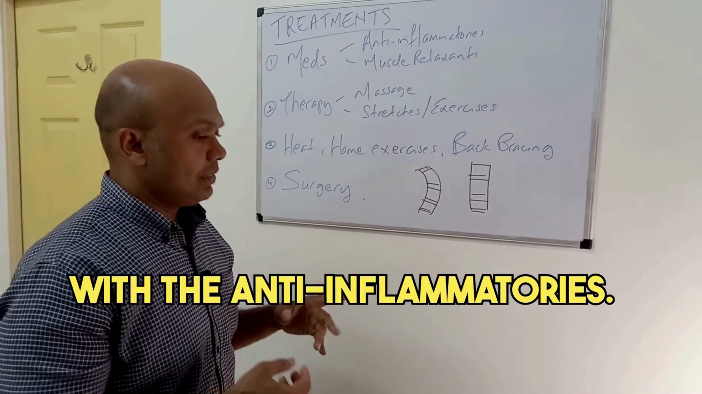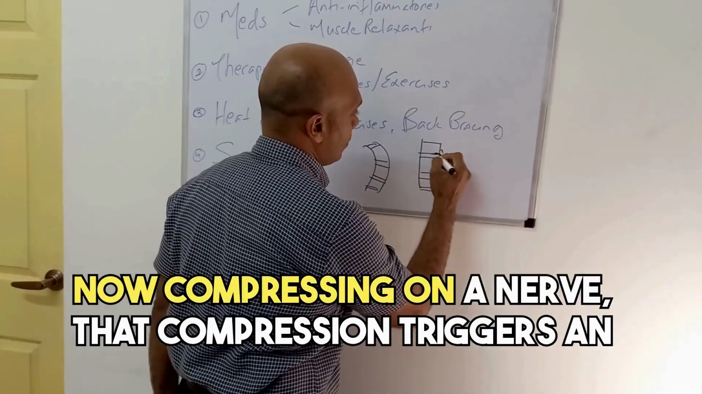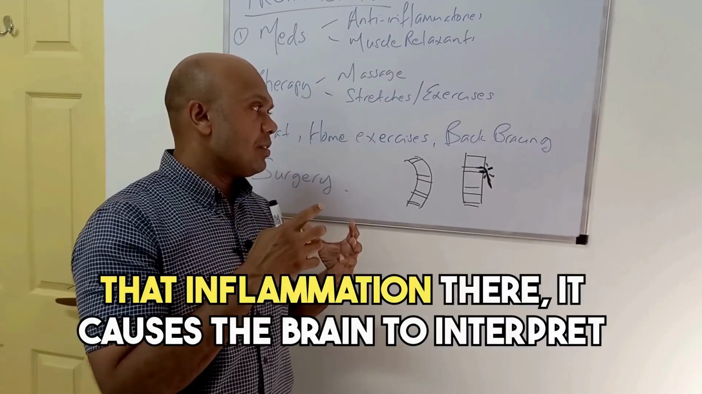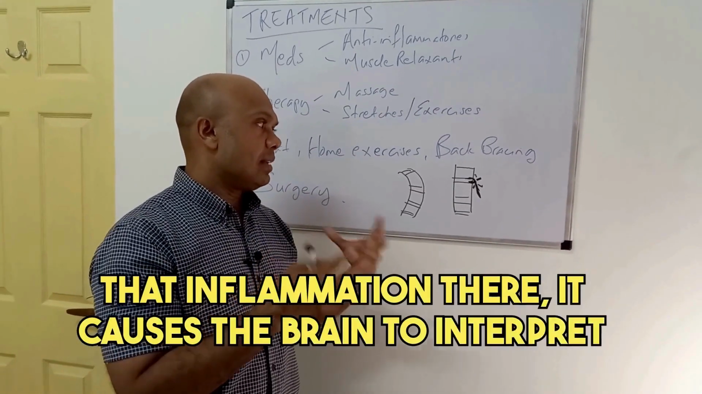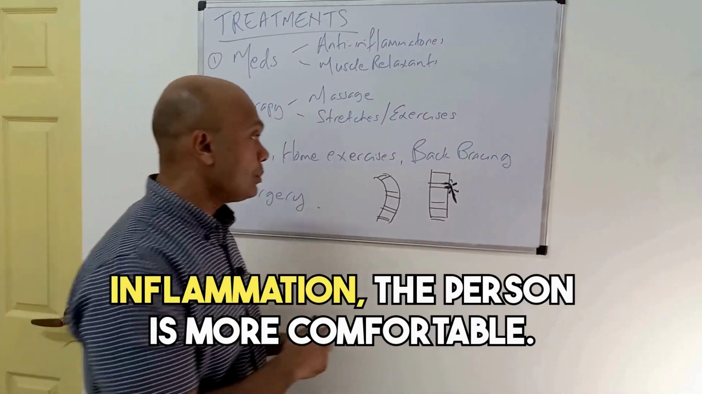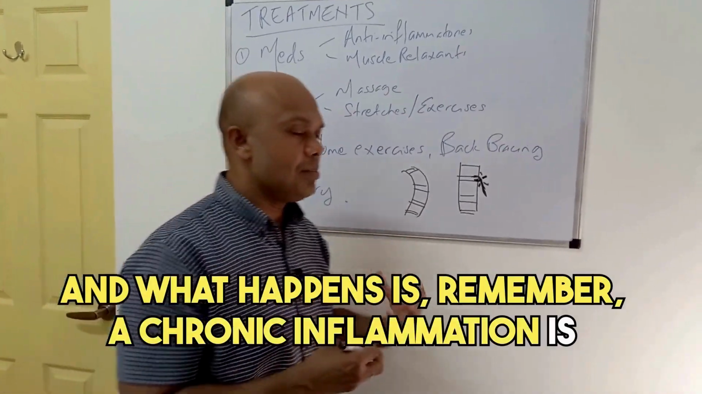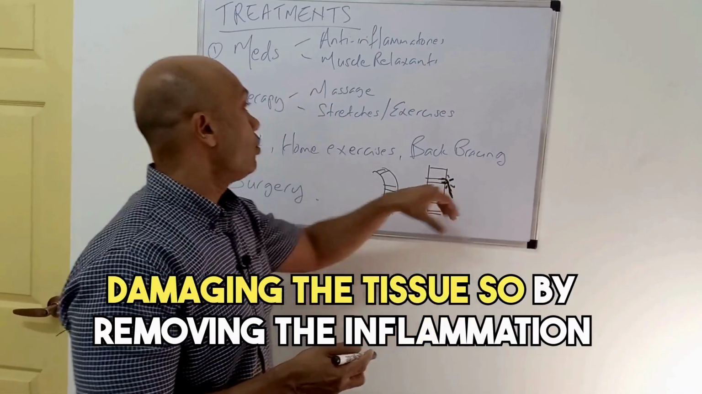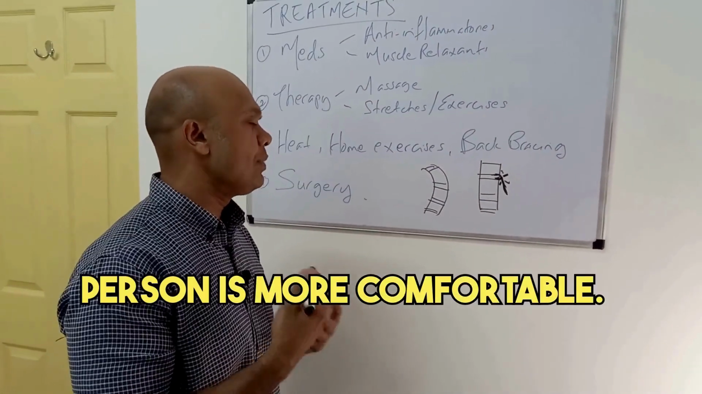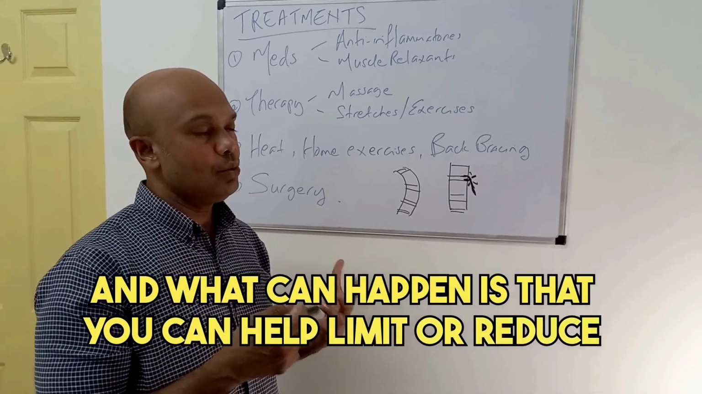With the anti-inflammatories, if you have a disc that is bulging and compressing on a nerve, that compression triggers an inflammatory reaction. That inflammation causes the brain to interpret it as pain. If you reduce the inflammation, the person is more comfortable. And remember, chronic inflammation is damaging the tissue. So by reducing the inflammation, the person is more comfortable, and you can help limit or reduce damage to the nerve.